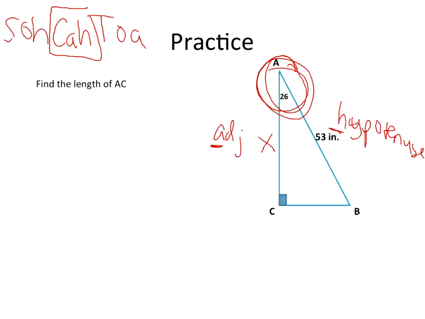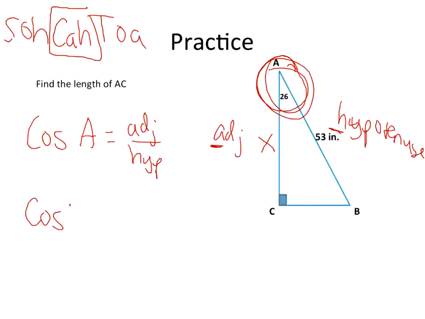So how do I do this? They gave me the angle this time. That's weird. They haven't been giving me the angle before, right? This time they did. All right, let's think about it. Usually it's like this. Cosine of my angle equals adjacent over hypotenuse. So what do I plug in this time?